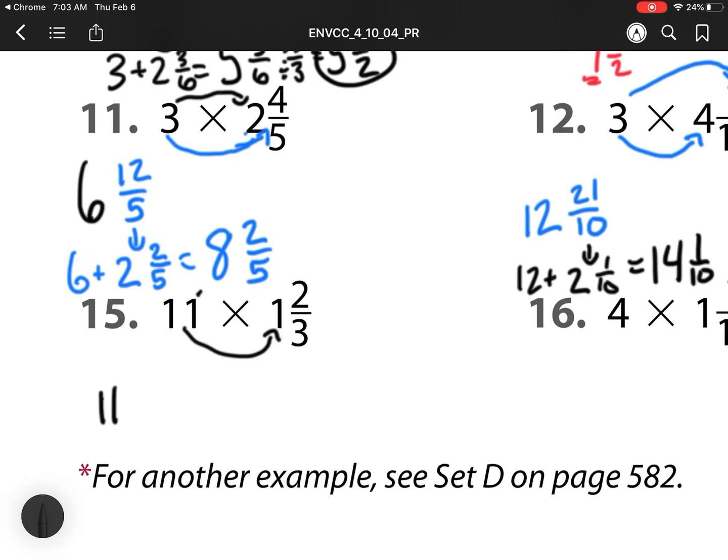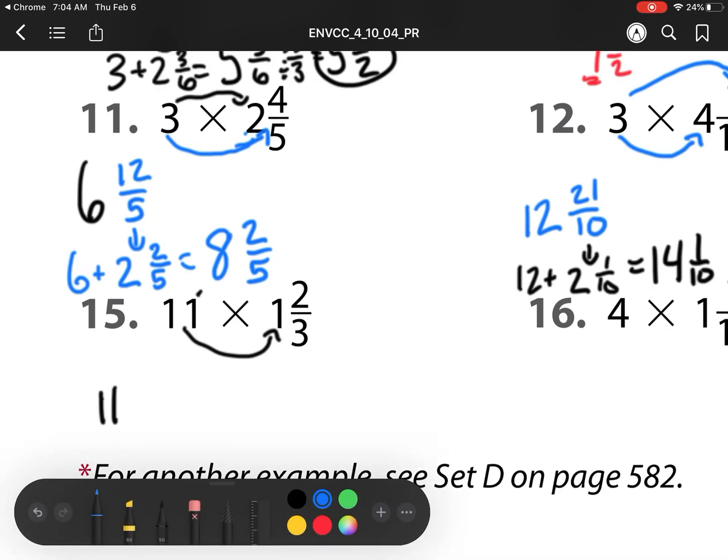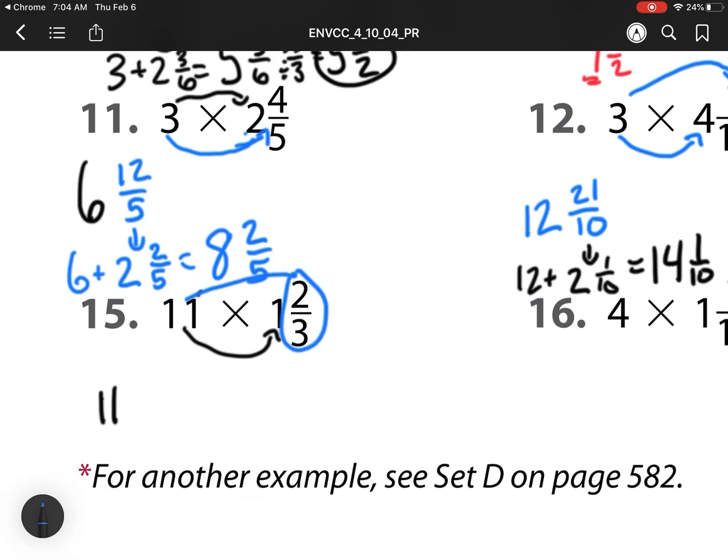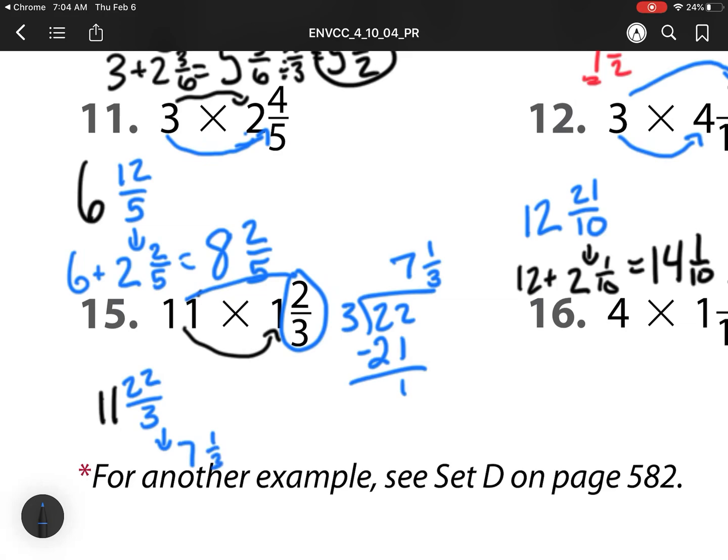Number 15. Again, remember, multiply those whole numbers. 11 times 1 is 11. And then multiply those fractions. So 11 times 2/3. 11 times 2 is 22. Denominator stays the same. So here I have 22 pieces. How many groups of 3 can I make? Well, 3 goes into 22 7 times. This is why I want to know those division facts, because it's going to make it much faster. And if we can do it in our head, then it's going to be an even easier job. So that 22/3 is the same as 7 1/3. And then I have that 11 wholes already. So that's 11 plus 7 is 18 1/3.